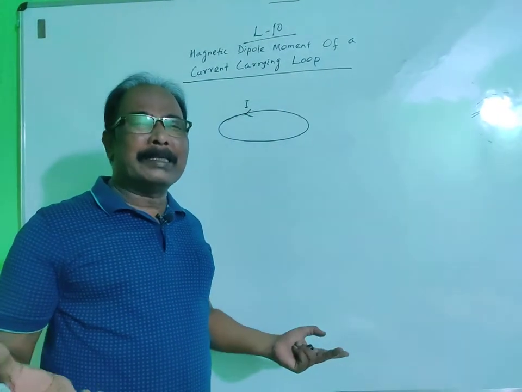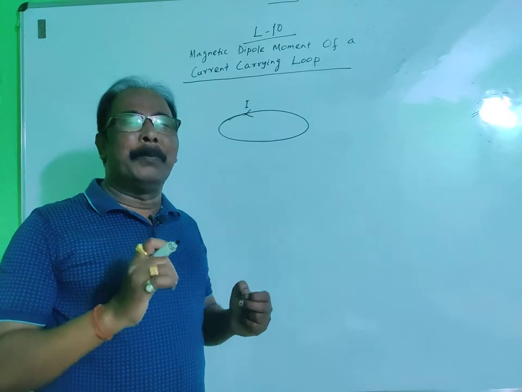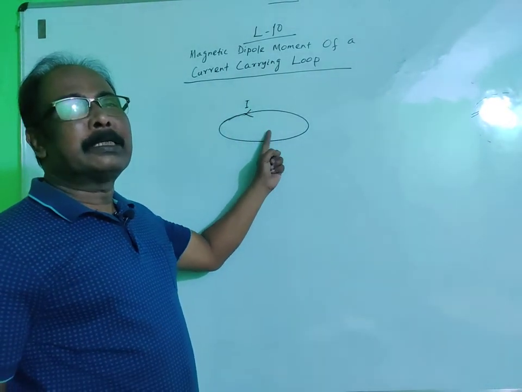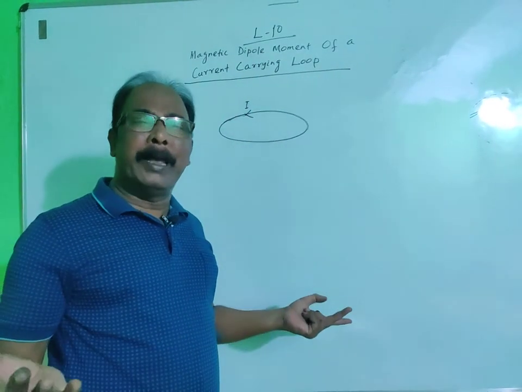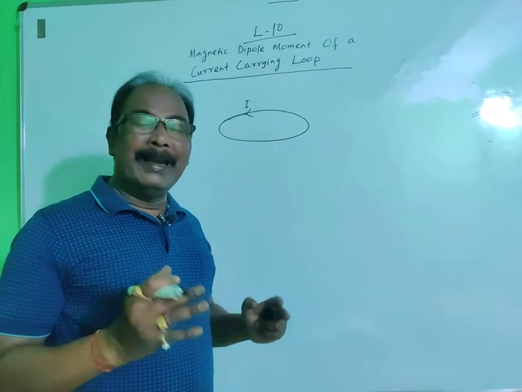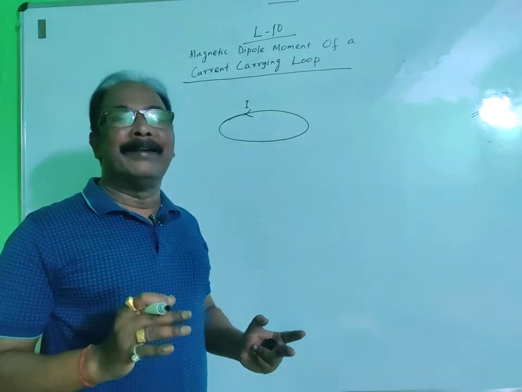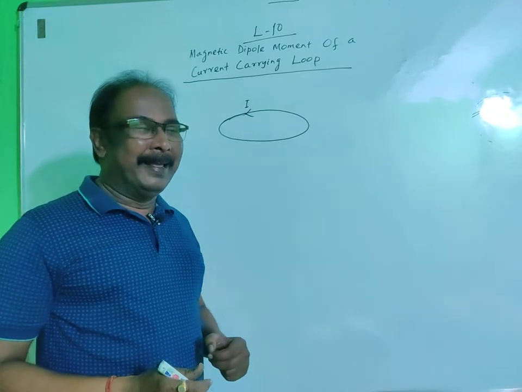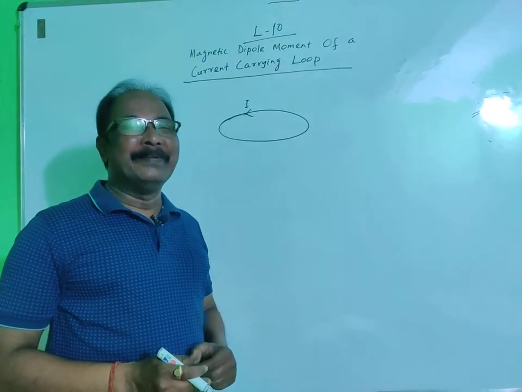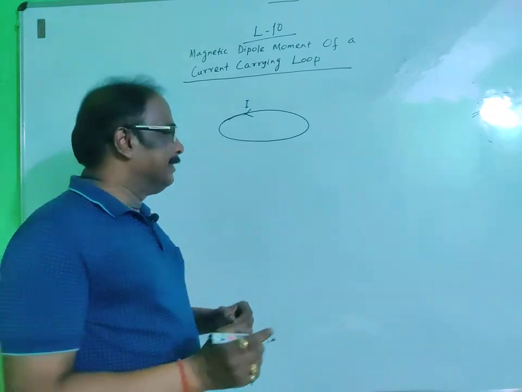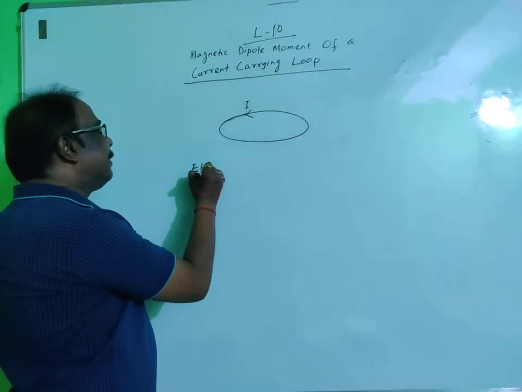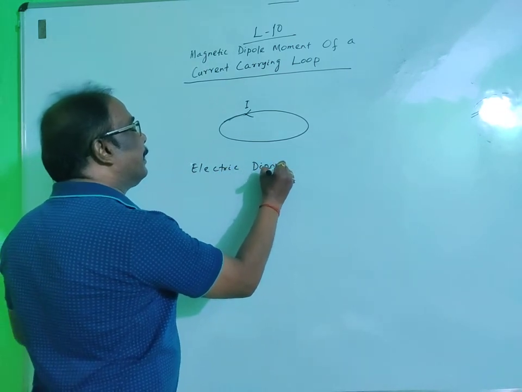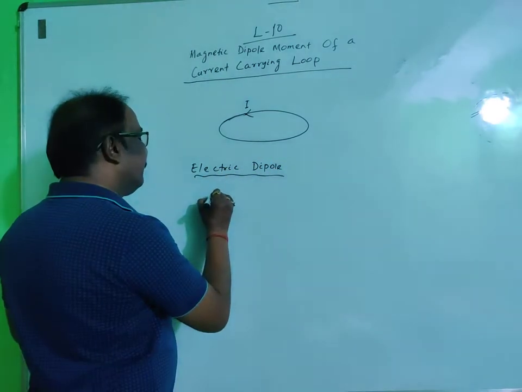So we are going to discuss magnetic dipole moment of a current carrying loop. This current carrying loop behaves as a magnet, and a magnet has magnetic dipole. Just recall electrostatics. Electric dipole, just have a comparison and everything will be easier. What is meant by electric dipole?